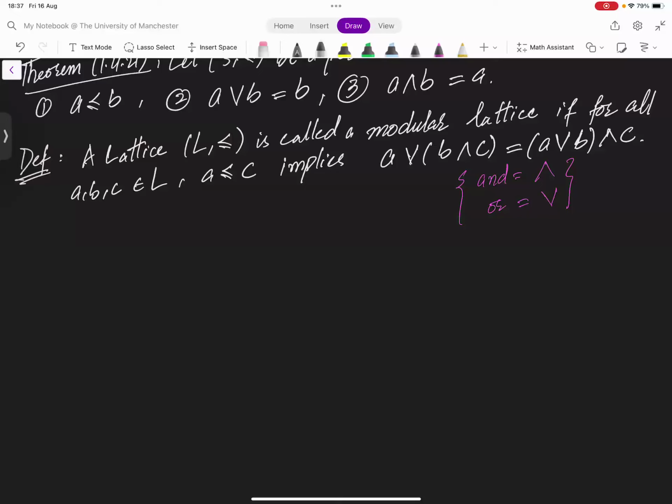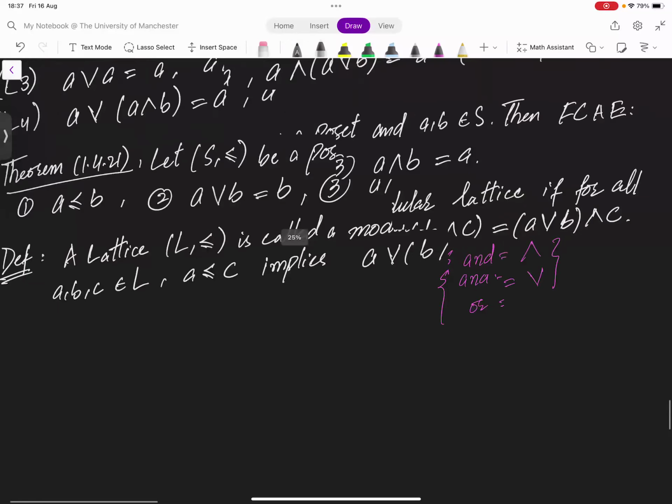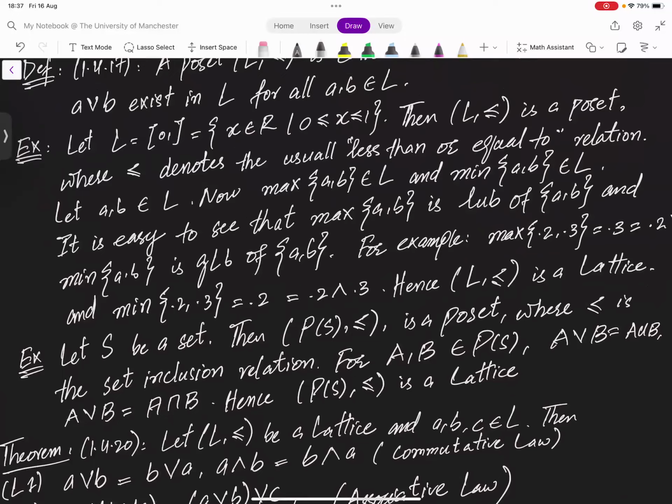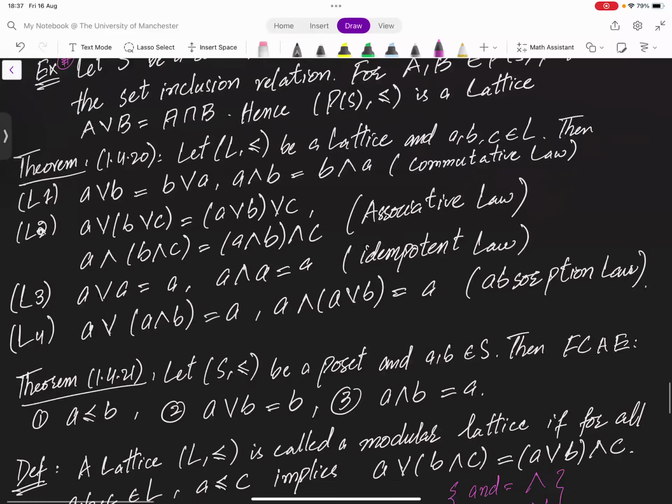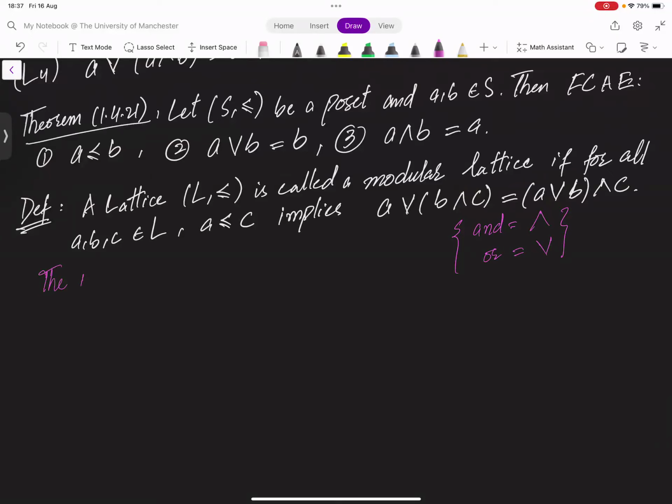Okay. So in the previous two examples, the example star and example hash, the examples star and hash are modular lattices.